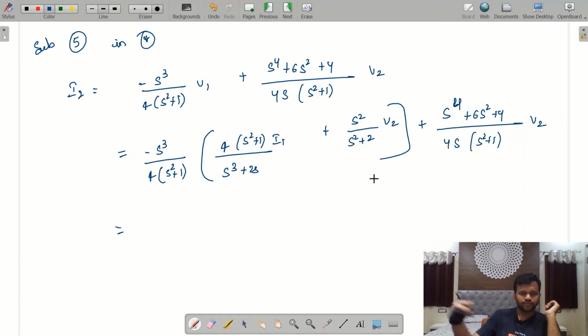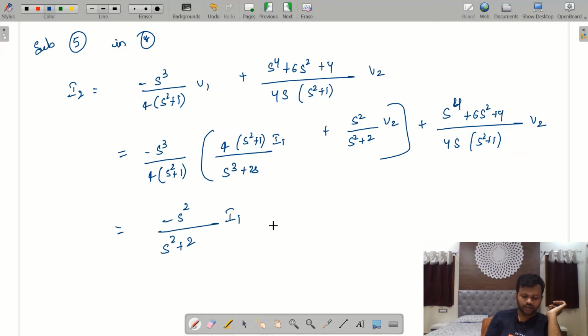Right? Now what we will get: 4 into S square plus 1 cancels with 4 into S square plus 1. So S cube means S I am taking common, so S square by S square plus 2 into I1. Okay, right? Next this value, V2 if you take common, we are going to get S square plus 1 divided by S into S square plus 2.